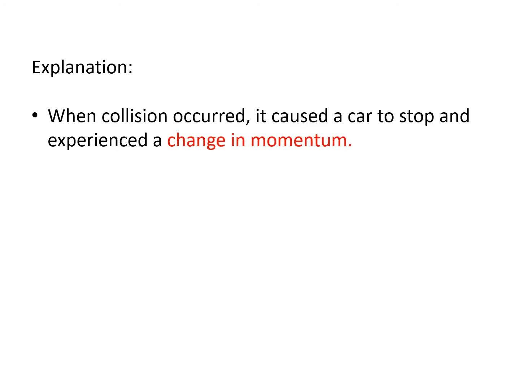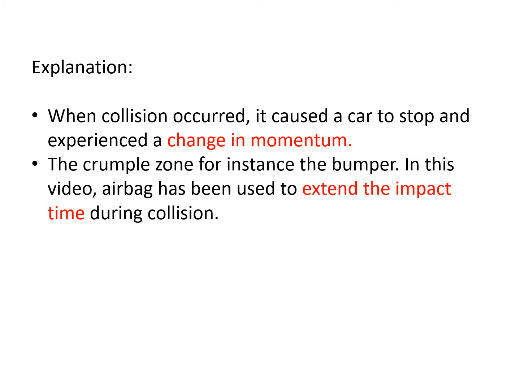What actually happened? Here is the explanation. When a collision occurs, it causes a car to stop and experience a change in momentum. Each car has been designed with a crumple zone, for instance, the bumper. In this video, the airbag has been used as protection for the passenger when an accident happens.